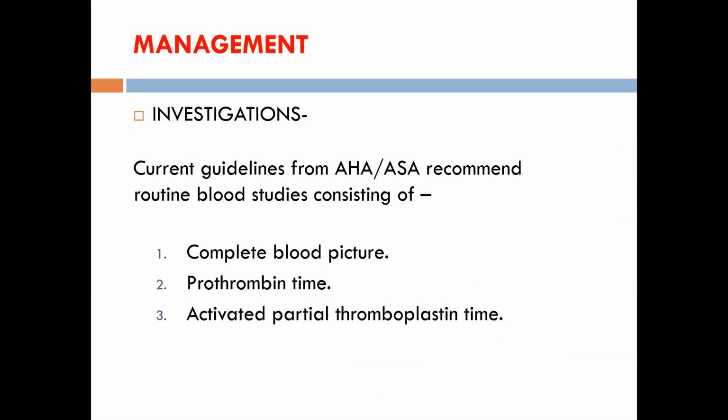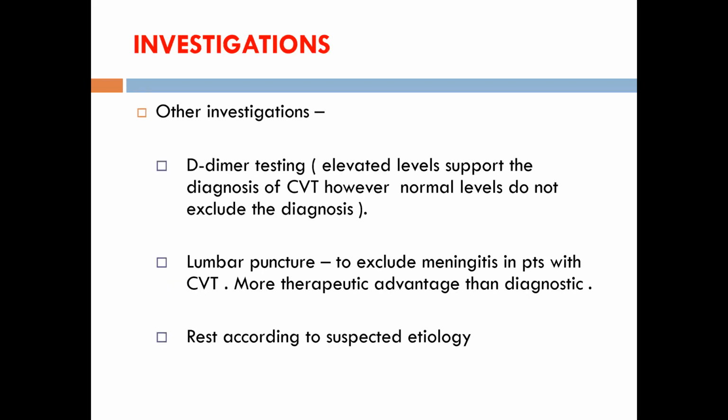Next slide. So investigations: the basic investigations we should get in all patients are a complete hemogram including platelets, MCV, MCH, hemoglobin level, prothrombin time, and APTT also. These are the basic investigations. Other causes, next slide. Sometimes D-dimer will also help. It is a sensitive marker, but it does not exclude the diagnosis.